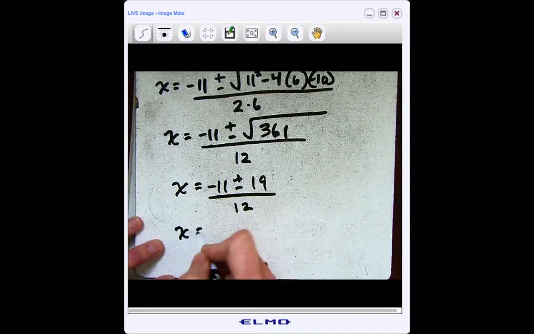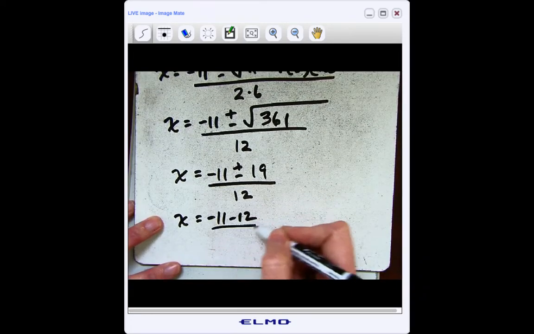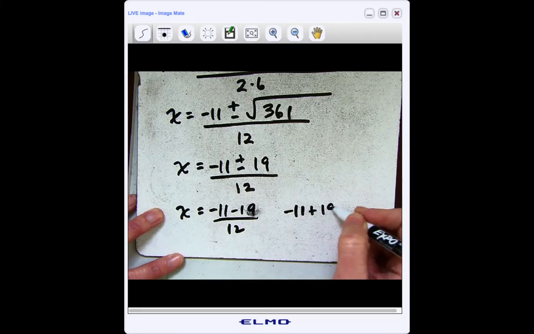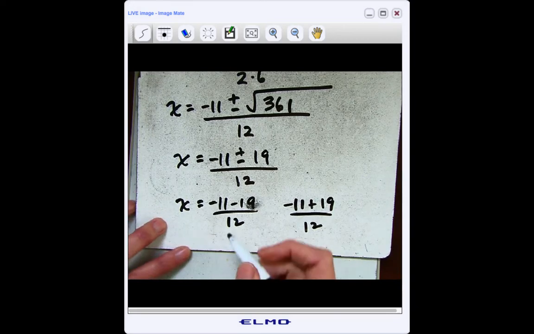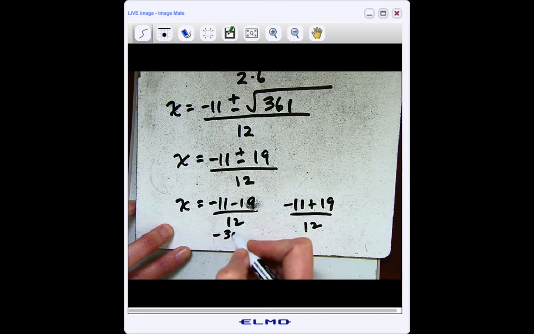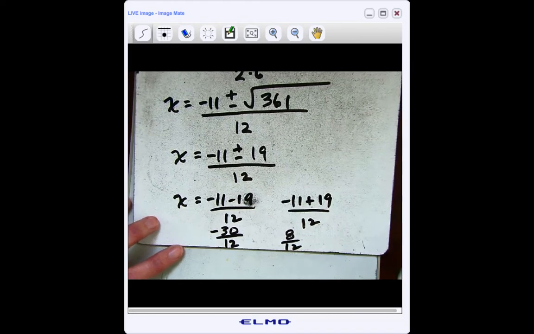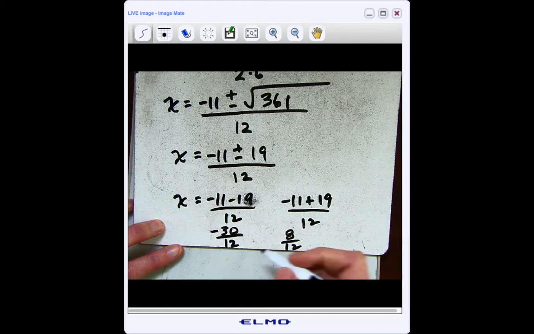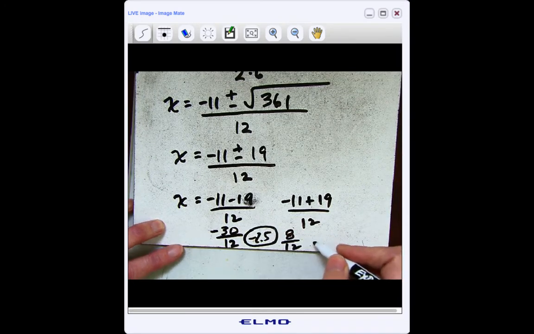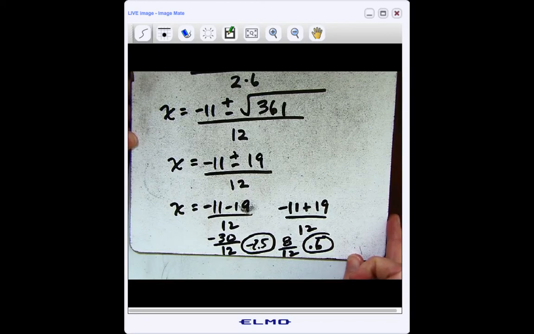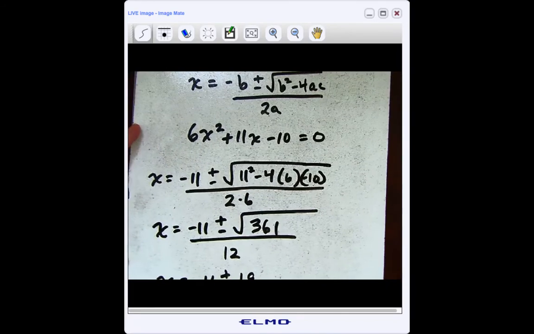So x either equals negative 11 minus 19 divided by 12, or negative 11 plus 19 divided by 12. If I did negative 11 minus 19, I get negative 30 divided by 12. If I did negative 11 plus 19, I get 8 divided by 12. Negative 30 divided by 12 is negative 2.5, and 8 divided by 12 is 0.6 repeating. So if I were to solve my original equation for x, my two answers would be either negative 2.5 or 0.6 repeating, by using the quadratic formula.